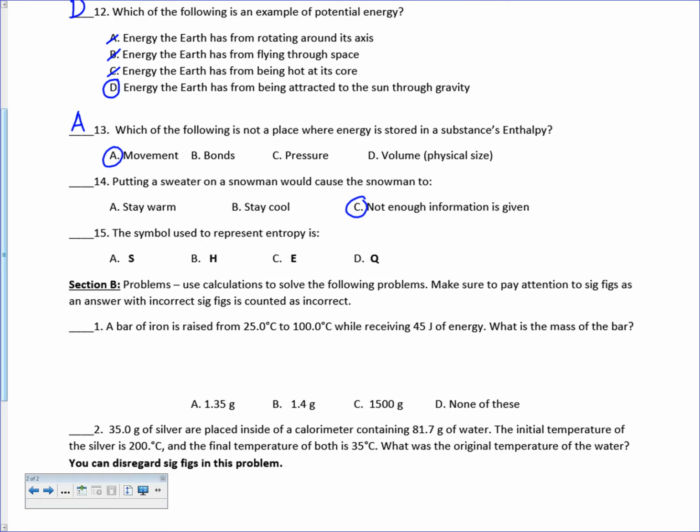Number 15, the symbol used to represent entropy is S. That's A. And so looking there, the other symbols: H is enthalpy, E is energy, and Q is heat. So make sure you actually know what all of those are.